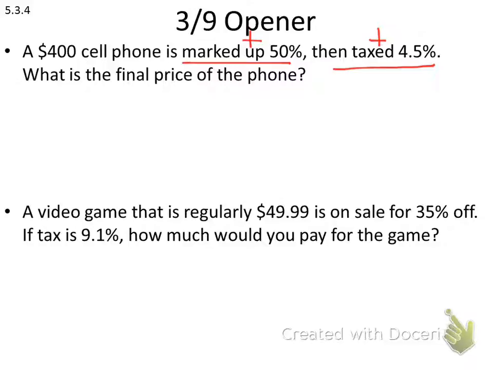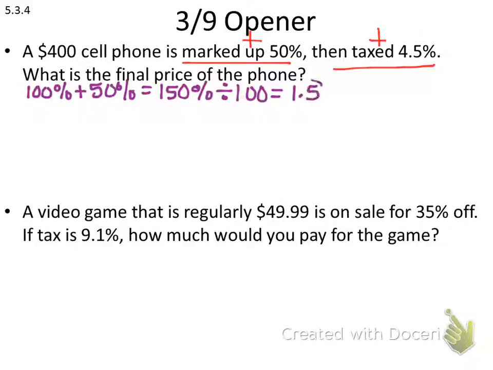Stanisha, do our first steps 1 through 3 for us. Find us our first multiplier. Percent, right? Plus 50 what? Equals? 150 what? Percent. Change that percent to a decimal. So we divide by 100. 1.5. Good. So that's our first multiplier. It shows that we had an increase of 50%.